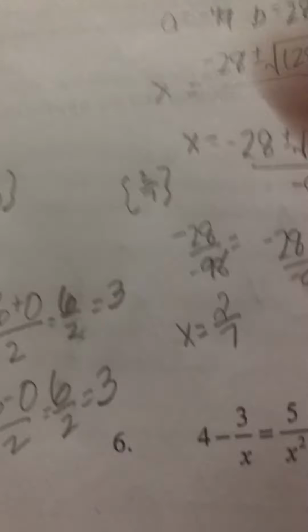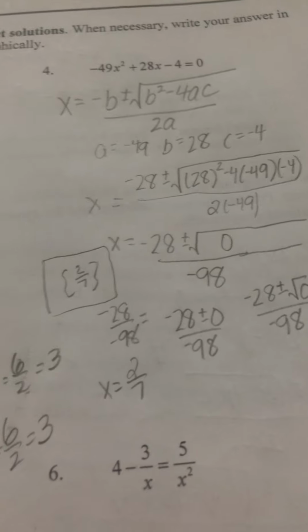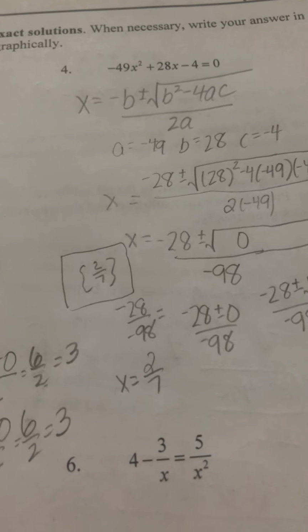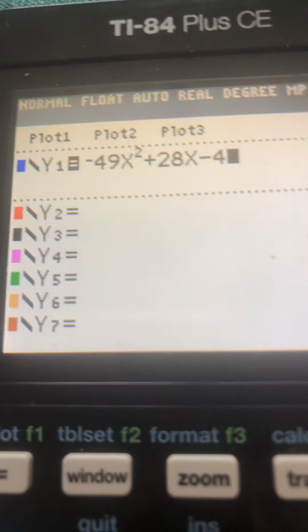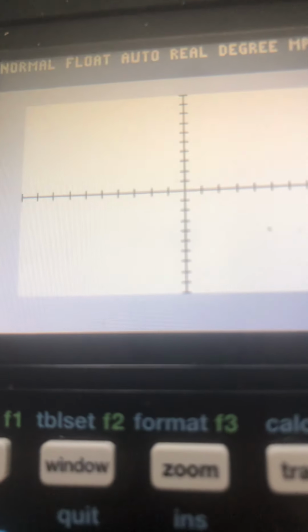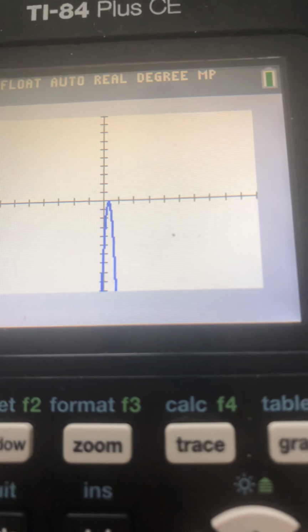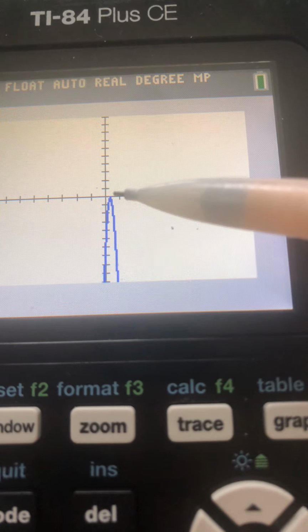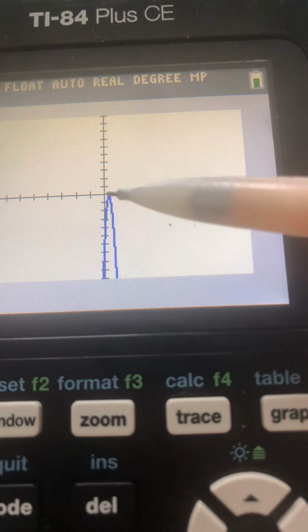So how's it going to look? It's going to bounce off the x-axis, but let's look. Okay, so there it is. Everything good. It should bounce at 2 sevenths. There it is. And notice this one opened downward. So that point is called the vertex, and it's the highest point in this case. That's 2 sevenths on the x-axis.